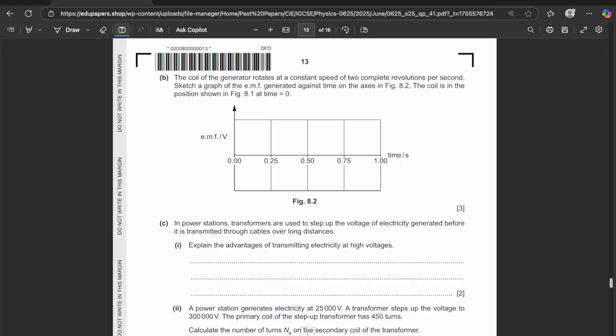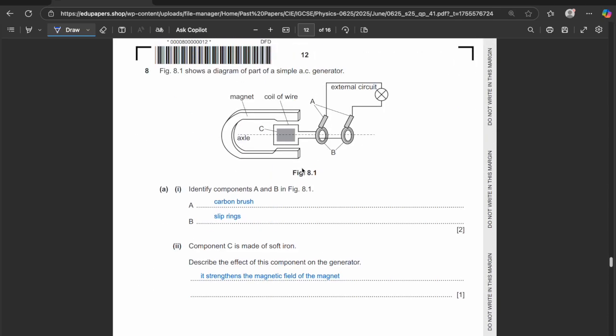B. The coil of the generator rotates at a constant speed of 2 complete revolutions per second. Sketch a graph of the EMF generated against time on the x-axis on figure 8.2. The coil is in the position shown in figure 8.1 at time 0. This is the coil of wire, this is the magnet, and in this direction it will start with the maximum, because in that perpendicular position there is the highest rate of change of magnetic field.